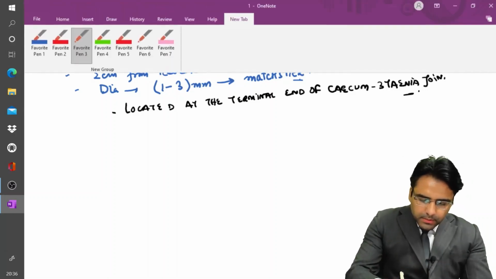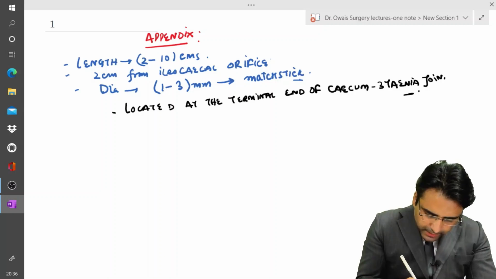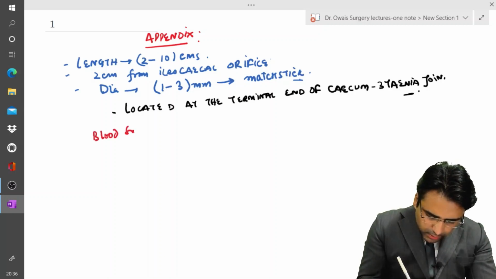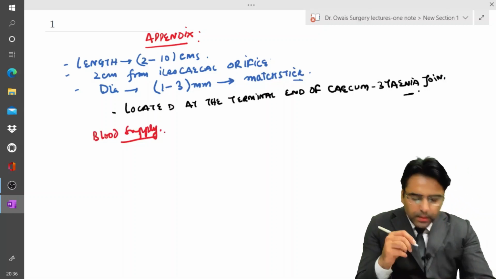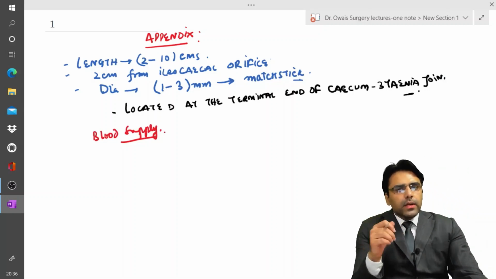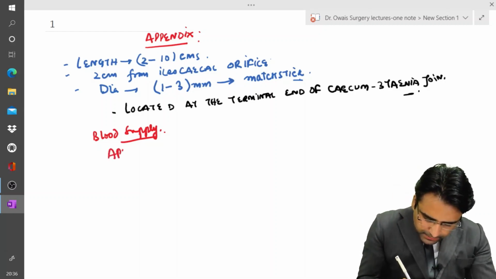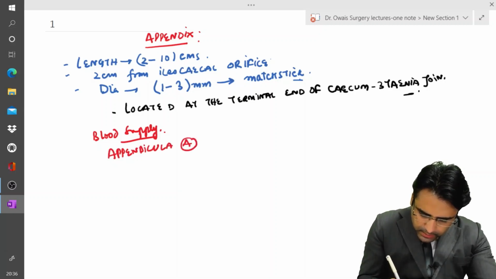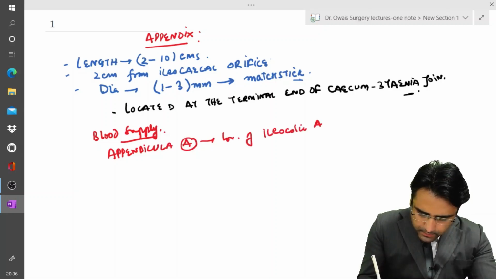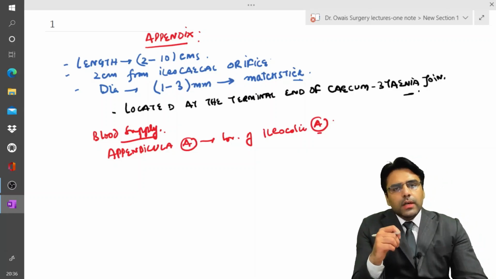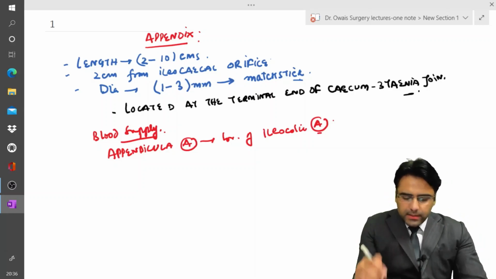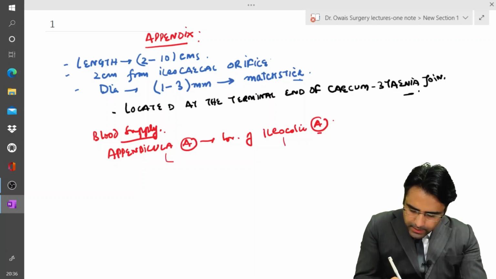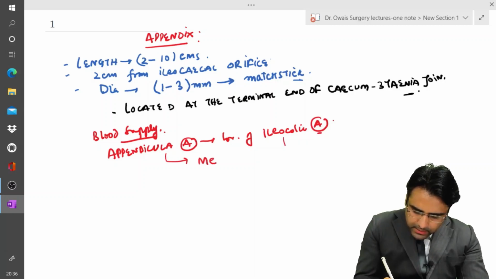where the 3 teniae join. Now talking about the blood supply, the appendix is supplied by the appendicular artery, which is a branch of the ileocolic artery. This appendicular artery lies in the mesentery of the appendix.